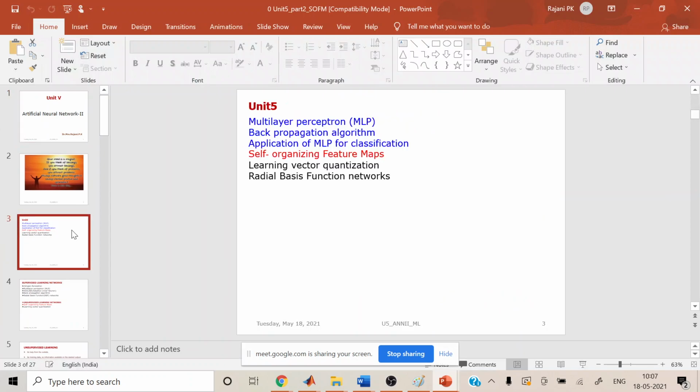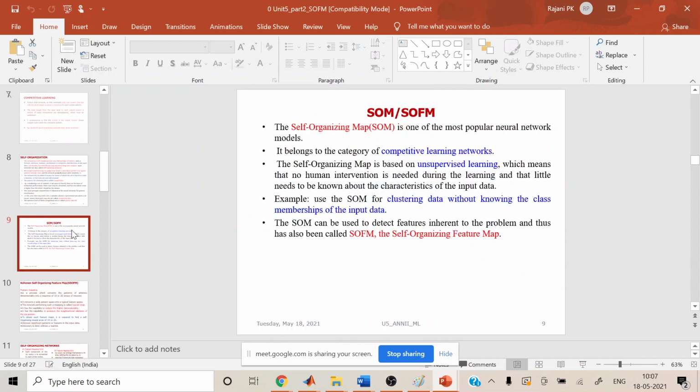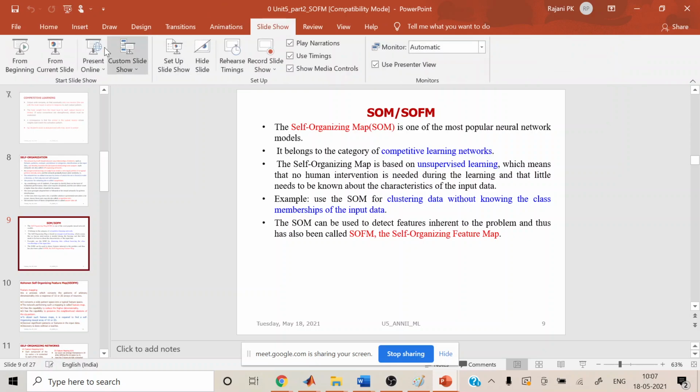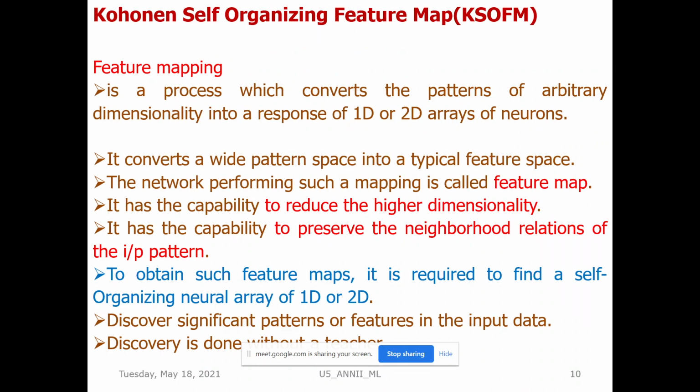in yesterday's class what we discussed was SOFM. SOFM is self-organization, meaning it's an unsupervised learning algorithm. Either we can call it SOM or SOFM. What does SOM stand for? Self-organizing feature map. The self itself indicates that it is doing it by itself. It belongs to the category of competitive networks and it is unsupervised learning, that is, no human intervention is needed. I hope you understood.